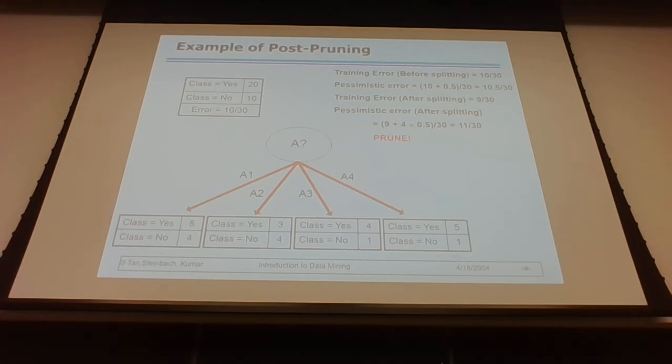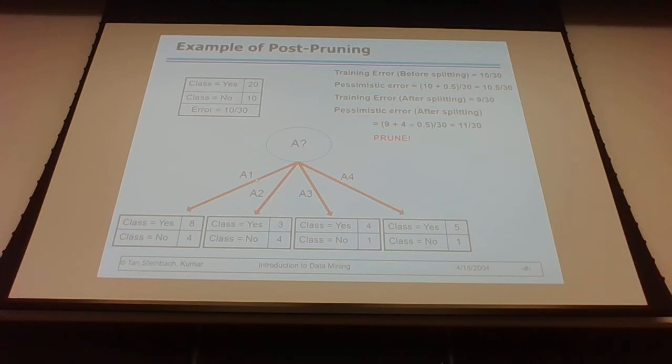Then if you split, let's say the split comes out to be like this, then what is the training and test error? Let's say training error after splitting is 9. You have improved training error a little bit. Now what is the pessimistic error after splitting? So 9 plus how many leaf nodes? 1, 2, 3, 4. 4 multiplied by 0.5, so that is 11.